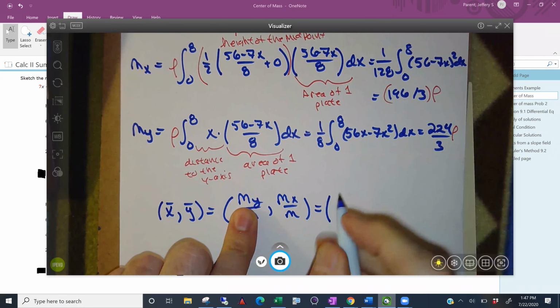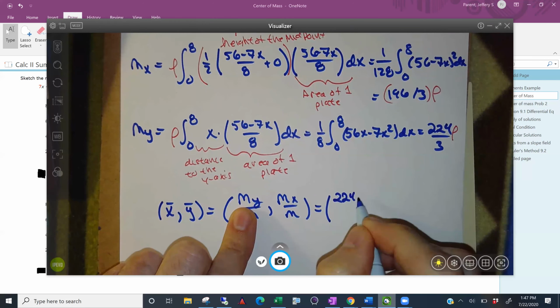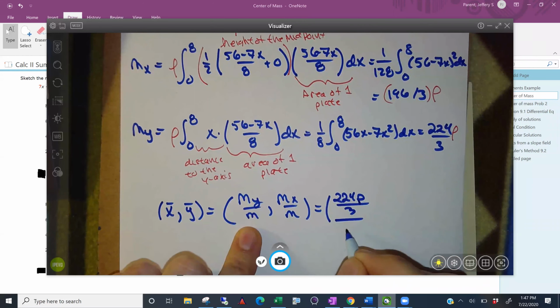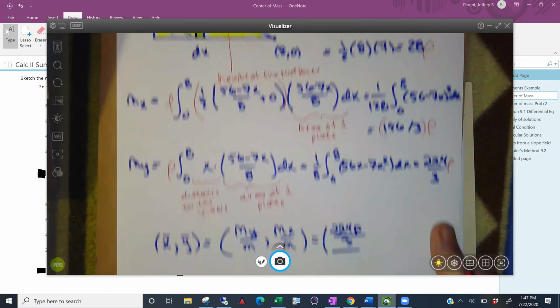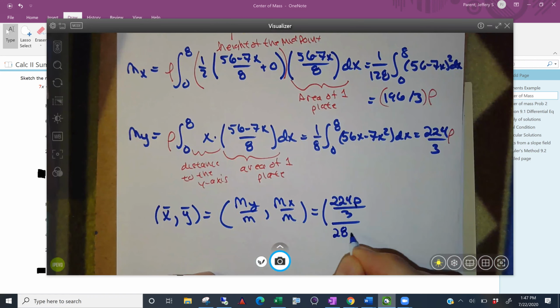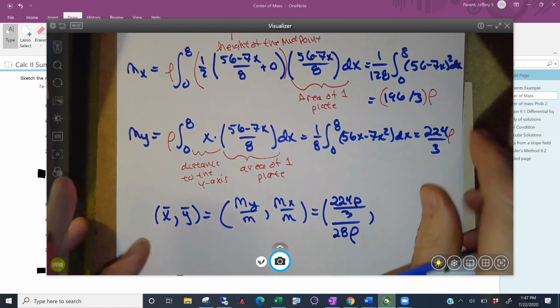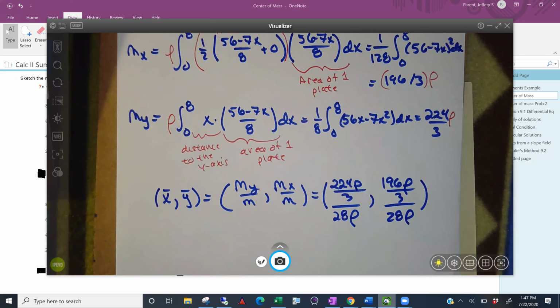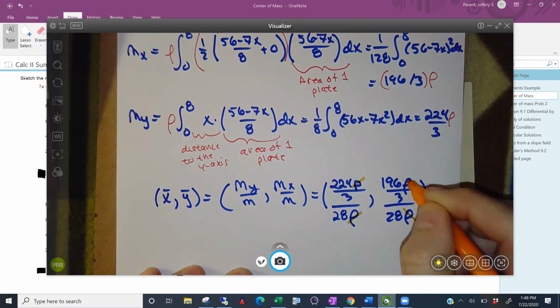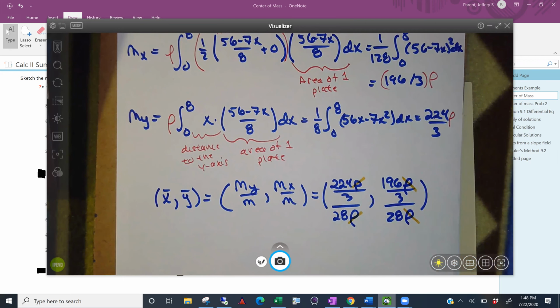So m sub y is 224 rho over 3 divided by 28. I should probably put in a rho here as well, because that would be the mass if I was putting in the rho. So divided by 28 rho. And then m sub x, which is 196 rho divided by 3 over 28 rho again. And here's where we see that that term of rho really doesn't matter. It's going to cancel. So whatever the density was, as long as it's a uniform density throughout the plate, then it's going to cancel. Yay.